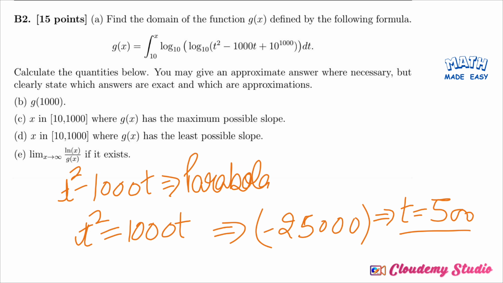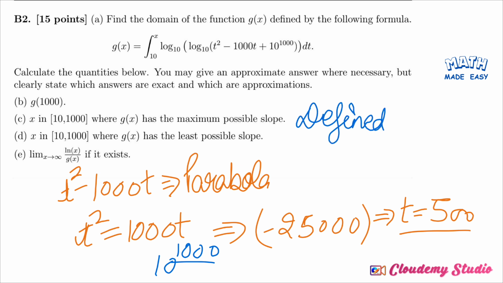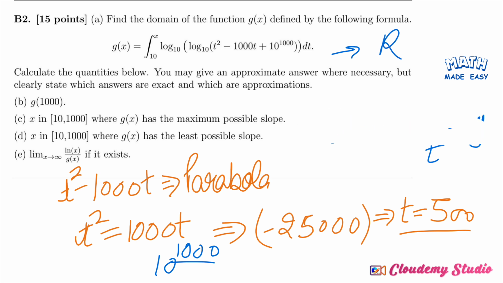And then we have 10 raised to power 1000, so it means there is no value which cannot be taken. There is no limitation on the values, so it is defined for any t. This is the answer: all real numbers can be the domain of this.